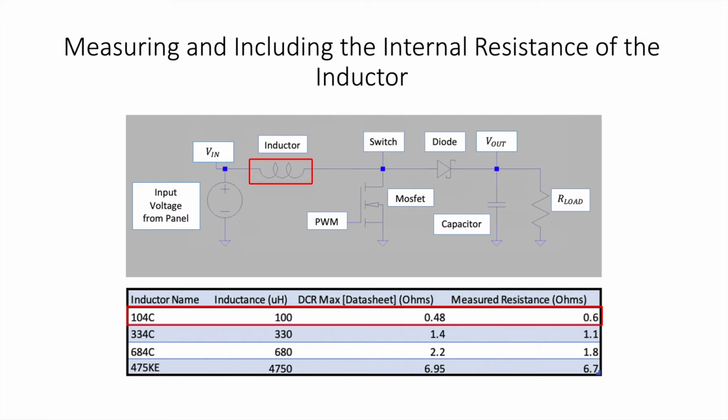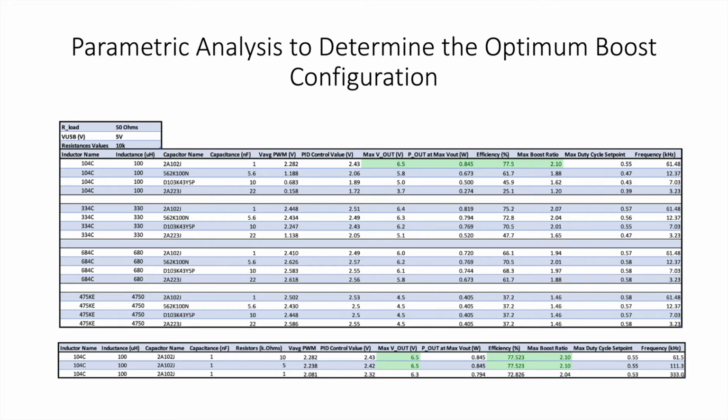The task of optimizing the boost circuit was conducted through parametric analysis in LTspice. By extracting the maximum output voltage for all possible boost circuit configurations, the optimum circuit could be identified. The boost converter which yielded the best performance was that of the 100 microhenry inductor and the 1 nanofarad capacitor in the oscillator circuit.